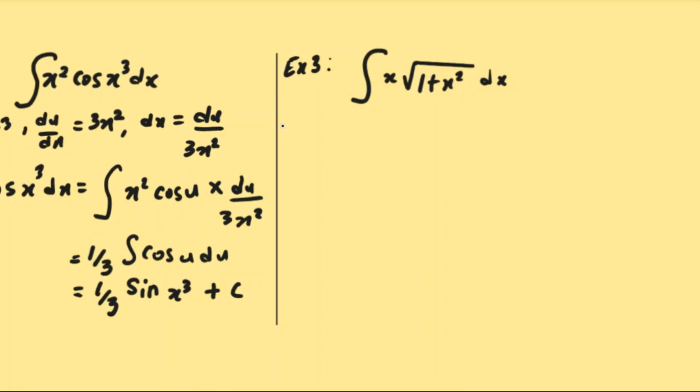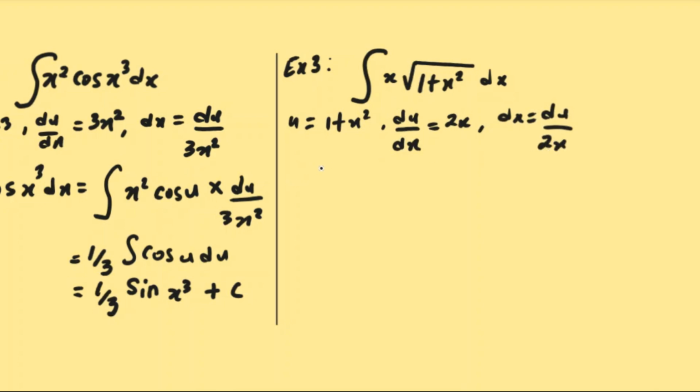So if we say let u be equal to 1 plus x squared, our du dx, when you differentiate 1 plus x squared, you are going to get 2x. If you make dx the subject of the formula, you are going to get du divided by 2x.